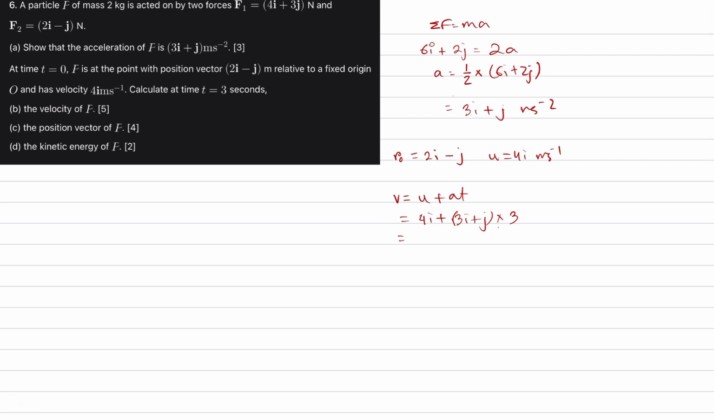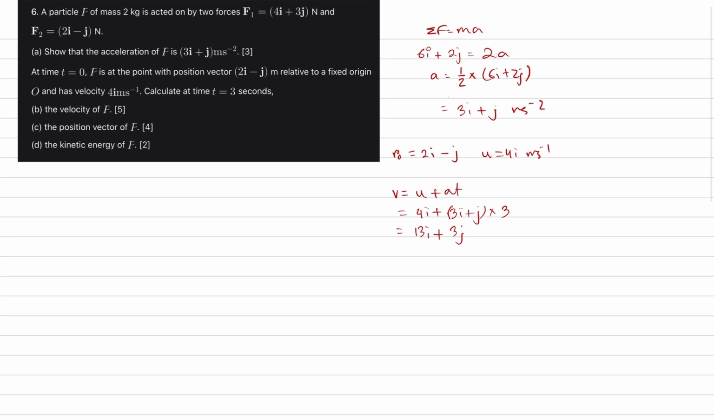Okay, this becomes 9 plus 4, what is that? 13. 13i plus 3j. So that's the velocity. I don't know why it's 5 marks. That's weird, but that should be the answer, unless I'm mistaken. No, this is okay.